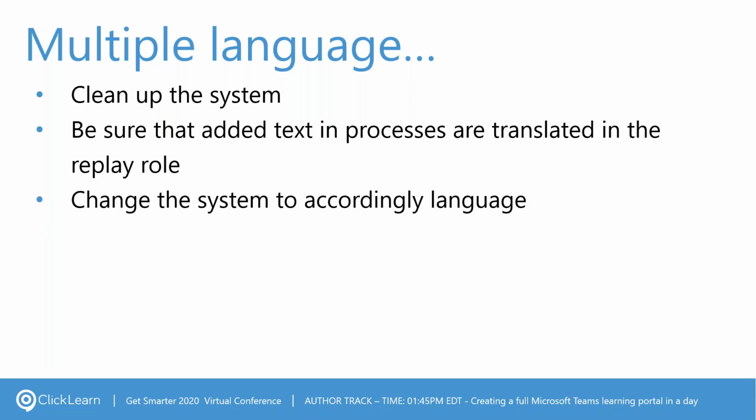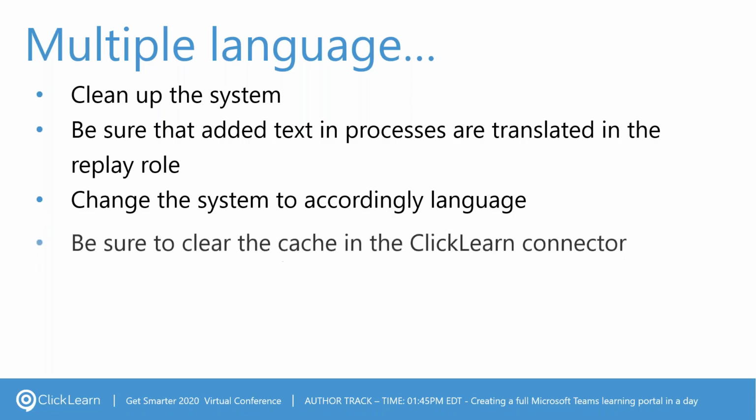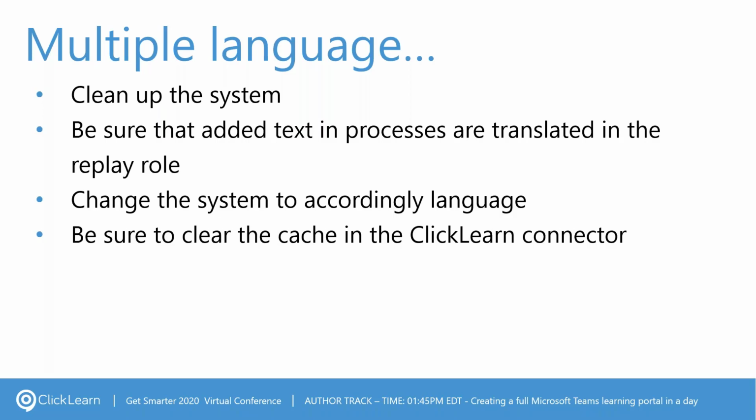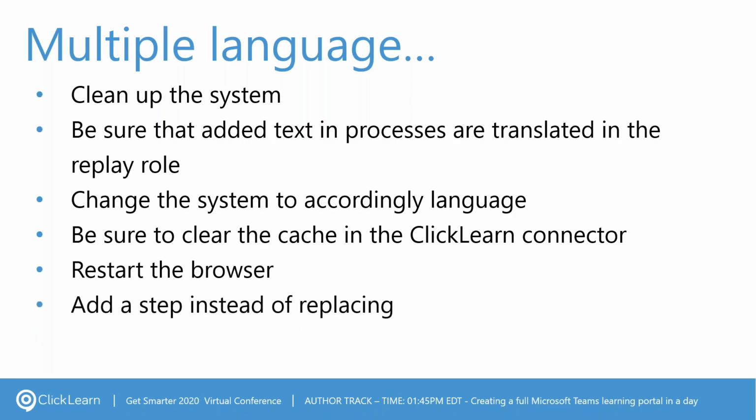Then go in again, change the system, in this case Teams, to the corresponding language that you're about to do the translation to. And then, of course, be sure to clean your ClickLearn connector in the browser and restart your browser. If you encounter a process where the click and continue screen comes up, instead of recording and replacing it, add the step. Because afterwards, when you go into the editor, you can always have that step excluded for the other languages, so it will only be, for instance, German.